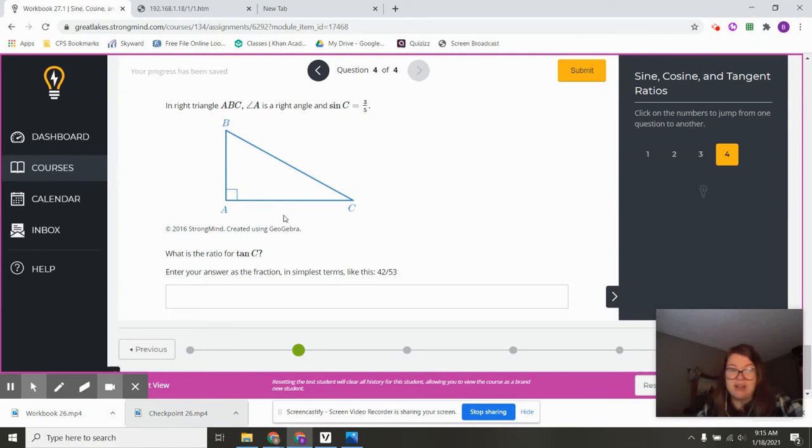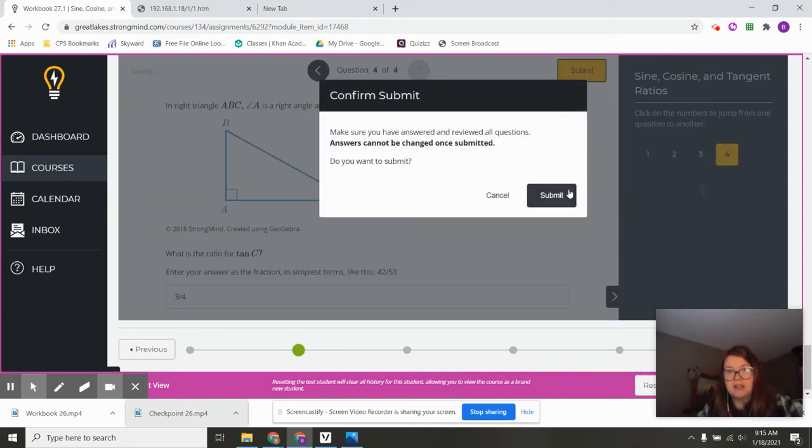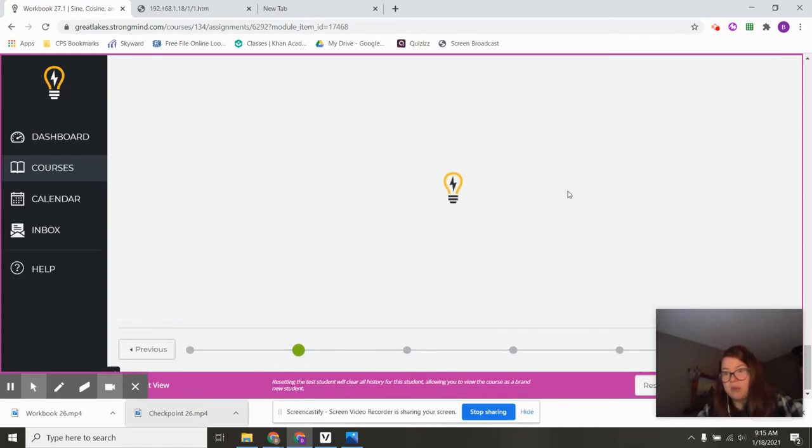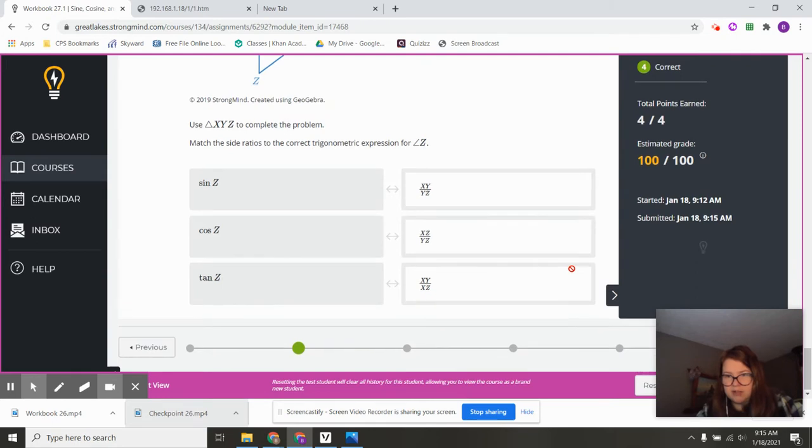If you don't see that, write it down. And I want the tangent. So it's going to be 3 over 4, because it's the opposite over adjacent. So 3 over 4. So that is a quick view of the only problems on workbook 27.1. And then can we go to the next one from here?